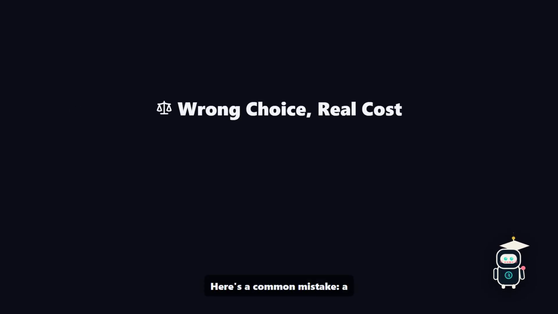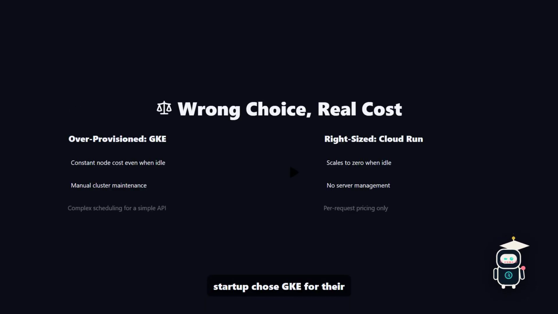Here's a common mistake. A startup chose GKE for their simple API because it sounded powerful. They ended up paying for an idle node and spending time on cluster maintenance. Meanwhile, another startup running the same app on Cloud Run paid almost nothing when traffic was low because Cloud Run scales to 0. The lesson? Match the service to your actual workload. Don't just default to the most powerful option.